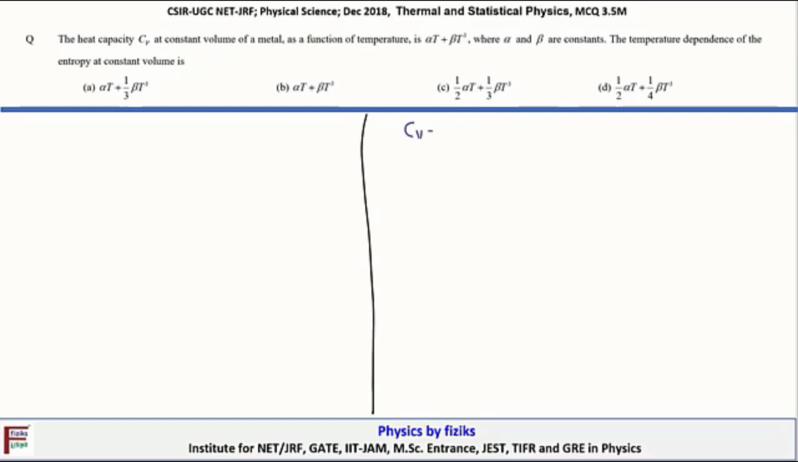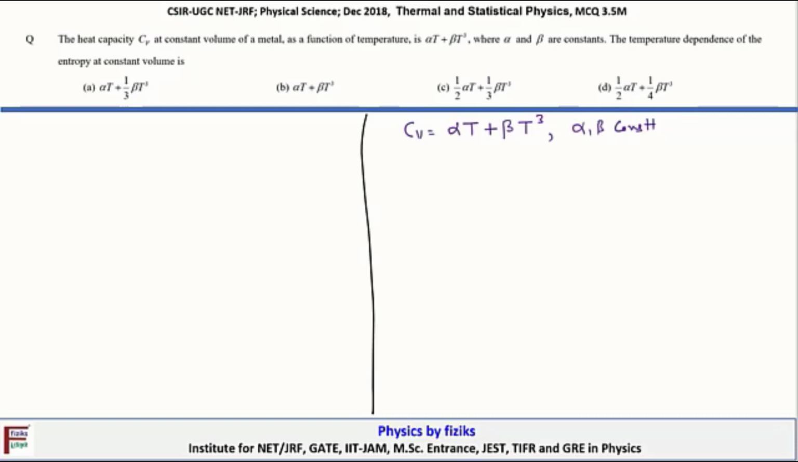Cv equals alpha T plus beta T cube. Here alpha and beta are given to be constants. The temperature dependence of the entropy at constant volume, so we have to evaluate how the entropy varies as a function of temperature for the fixed volume condition.